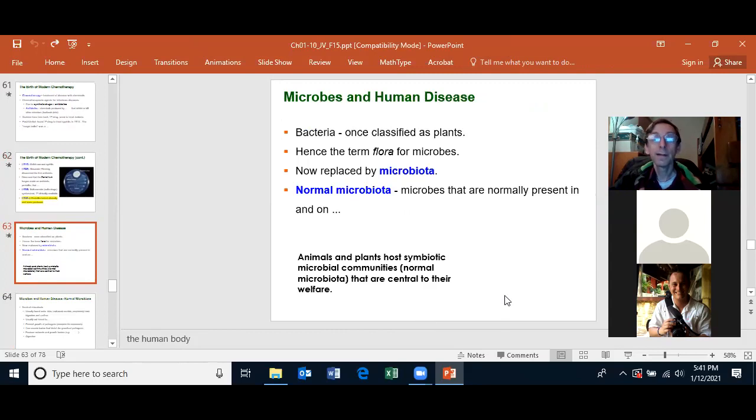If not, let's move on to the concepts of microbes and disease. Bacteria were once classified as plants, hence you'll see the term flora used to describe microbes. And sometimes I say microflora, and I apologize. I was instructed a long time ago when microflora was used to describe bacteria and other microorganisms, and now that has been replaced by the term microbiota.